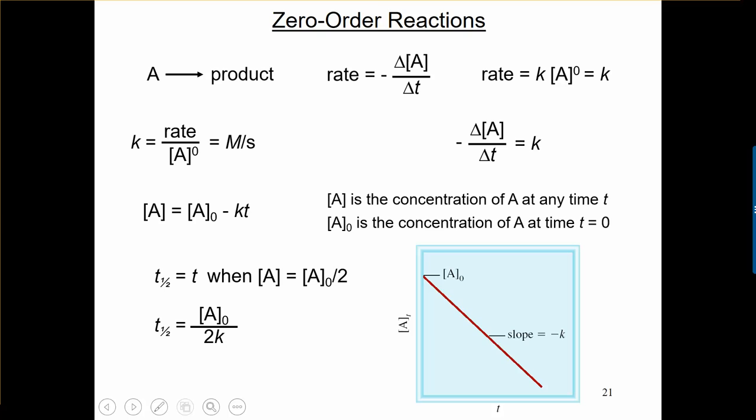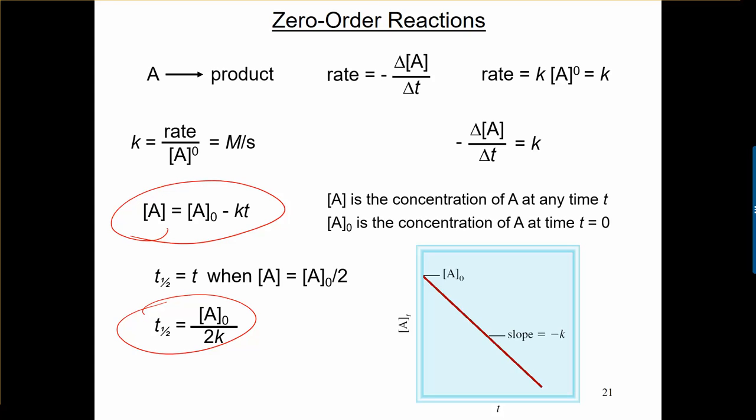Once again, t1/2 equals A naught over 2k. A equals A naught minus kt. Once again, it's a minus kt because it's a negative slope. So these are the equations that you'll have as reference material. You're going to have this, you're going to have this, and you'll be able to use them to determine the amount of time or the concentration.